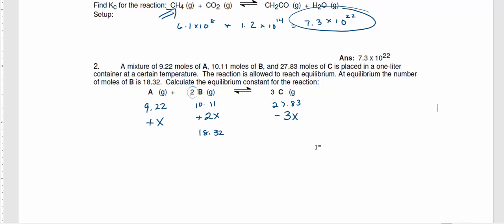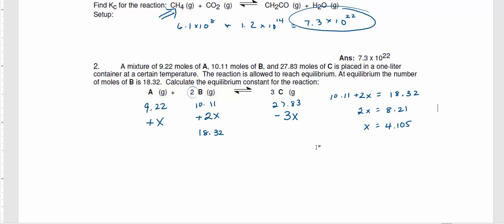Now I'm going to need all of that information, but first I'm going to calculate what is my x. So I'm going to set my 10.11 plus 2x has to be equal to my equilibrium amount of B, 18.32. And then with just a little bit of simple algebra here, I can solve for my x, which I end up getting 4.105. And I'm leaving that value for now. I understand that those are incorrect significant digits, but I am leaving that value for now.